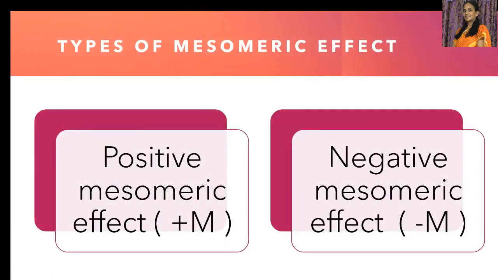Next, what are the different types of mesomeric effect? Let us see. Types of mesomeric effect. Mesomeric effect is of two types. One is positive mesomeric effect, and the second one is negative mesomeric effect. Positive mesomeric effect is denoted by plus M, and the negative mesomeric effect is denoted by minus M.